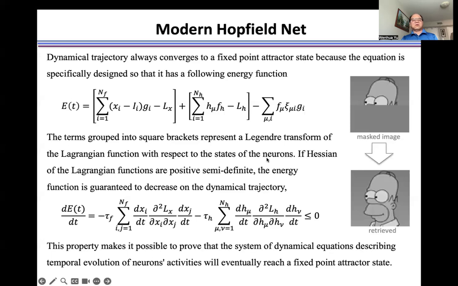If the Hessians of the Lagrange functions are positive semi-definite, the energy function is guaranteed to decrease on the dynamical trajectory, namely the derivative of energy with respect to time t is smaller than or equal to 0. This property makes it possible to prove that the system of dynamical equations describing temporal evolution of neurons' activities will eventually reach a fixed point attractor state.